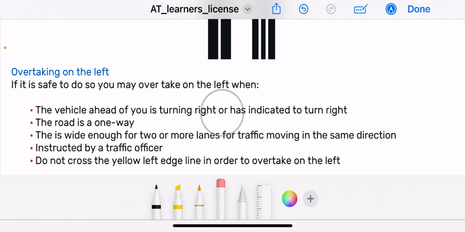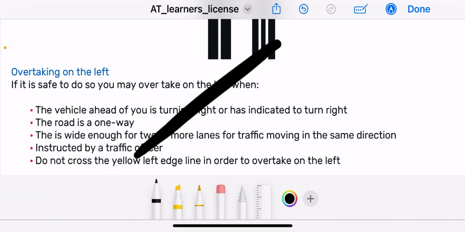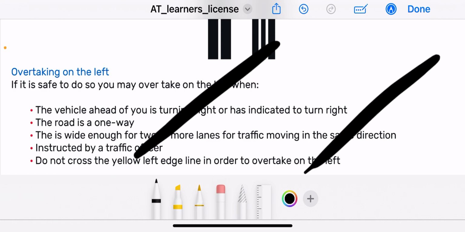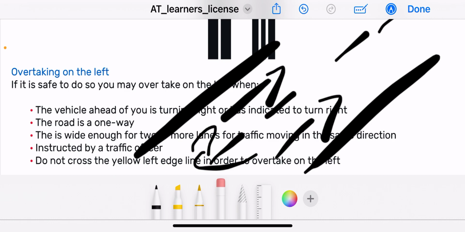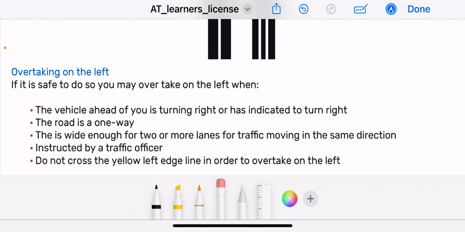But always remember, you can do that if it is safe, okay? You can overtake on the left if there is wide enough space for two or more lanes for traffic moving in the same direction. If there is enough space, and in this road traffic is moving in the same direction, then you can overtake on the left in this case, okay? So overtaking on the left comes with conditions, and you should adhere to these rules.